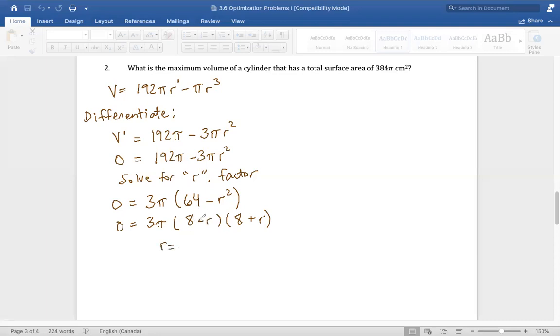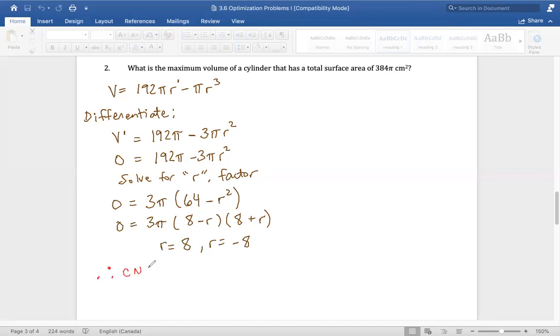8 minus what would get me 0 here? So that 0 multiplied by everything would be 0. 8, right? Opposite what's in the bracket. And also r would be equal to 8 plus negative 8 to get 0. So negative 8 and positive 8. Again, I just changed colors just so it can stand out here.